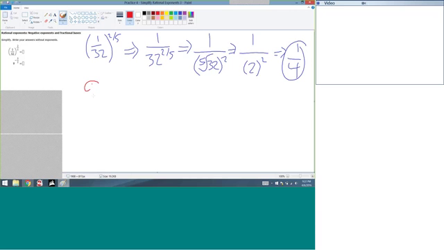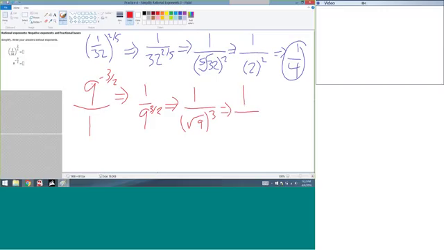Then for the second one, we have 9 to the negative 3/2. This one is negative, so imagine it over 1, and then we can flip. And now that makes a positive 3/2. We should be able to put it into our radical form now. So a square root of 9 to the 3rd power. Square root of 9 is just going to be 3 raised to the 3rd power. That's going to give us 1 over 27.